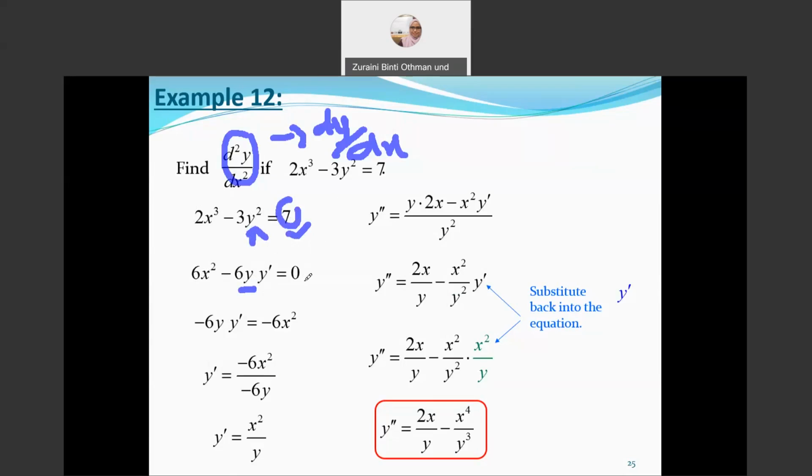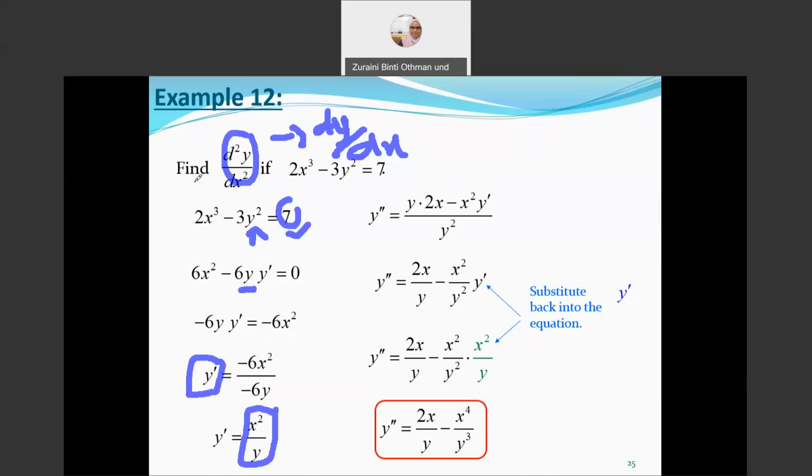Okay, for this, we rearrange this equation, then we put y prime as the subject. Kita letak y prime dekat depan, jadi pembezaan pertama dia sama dengan negative 6x square divided by 6y. Negative 6y. Okay, so kat sini we simplify, we get this.